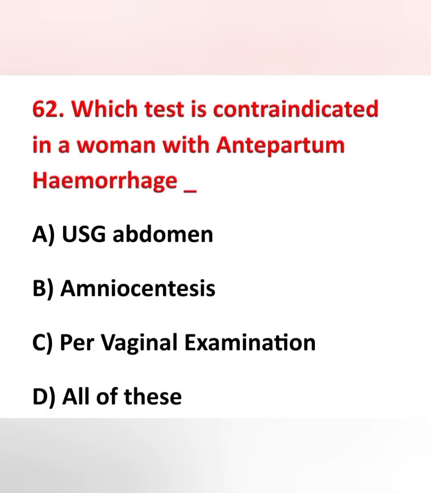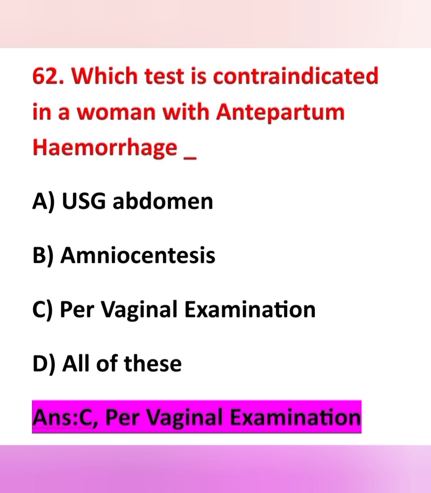Which test is contraindicated in a woman with antepartum hemorrhage? The options are option A, USG abdomen, option B, amniocentesis, option C, vaginal examination, option D, all of this. Our question is, which test is contraindicated in a woman with antepartum hemorrhage? The correct answer is option C, vaginal examination. During antepartum hemorrhage, if we do a vaginal examination, there is a chance of bleeding, so we have to avoid vaginal examination during the time of antepartum hemorrhage.